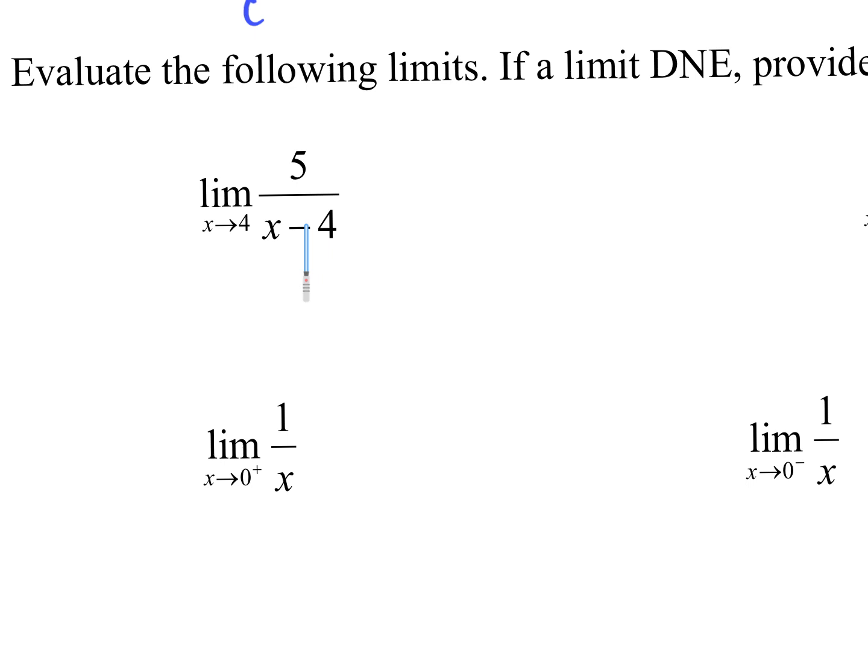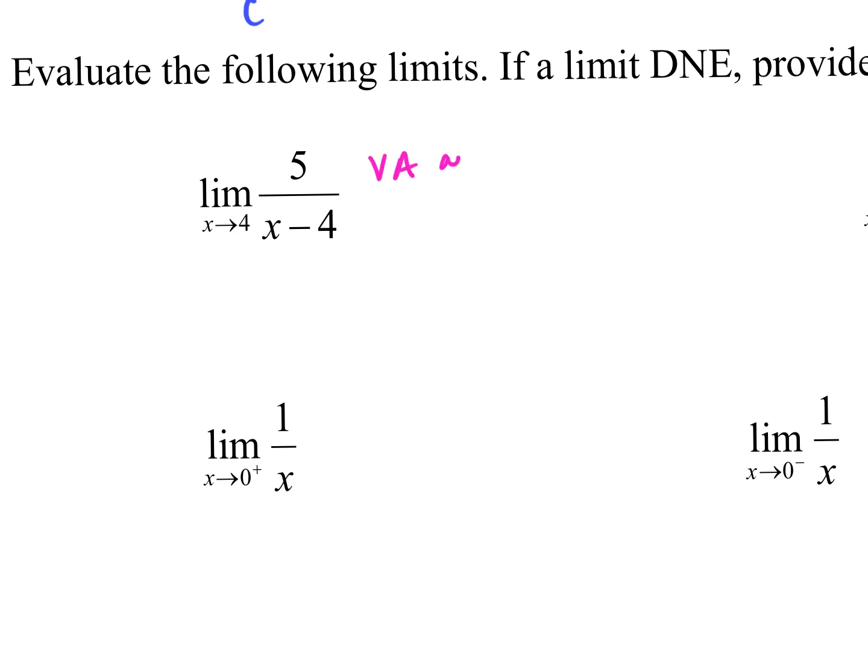So, what if I ask you questions like this one? When I plug in a 4, what do we have going on? I've got a vertical asymptote, don't I? Isn't that important to know? Is this 0 over 0? No. This is 5 over 0, so this is kind of a new ball game.